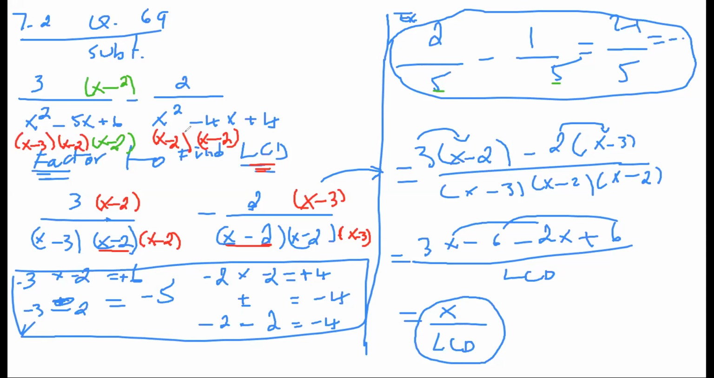Now, going back to the second one, does it look like this? No. What is missing here to be like this? X minus 3. That's right. So we're just going to multiply this by x minus 3. Don't forget, if you multiply the bottom, the top also by the same thing.